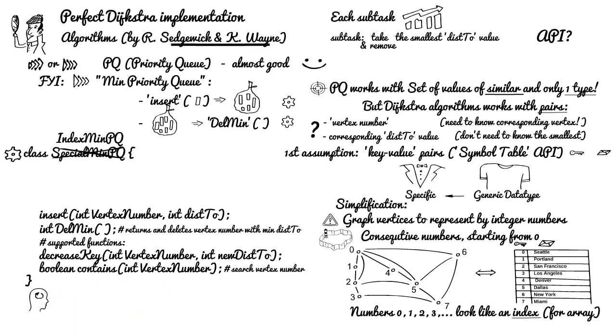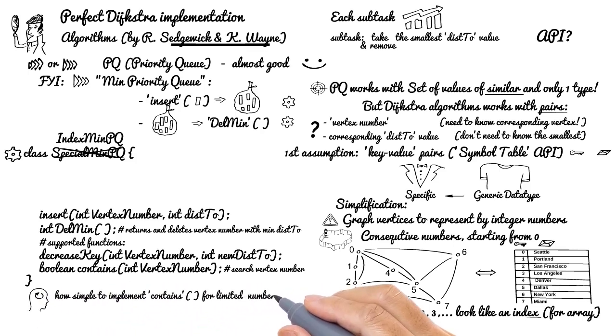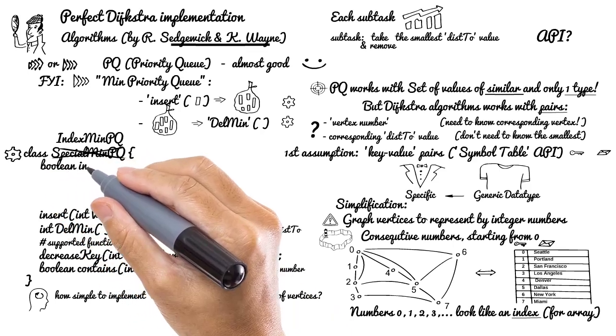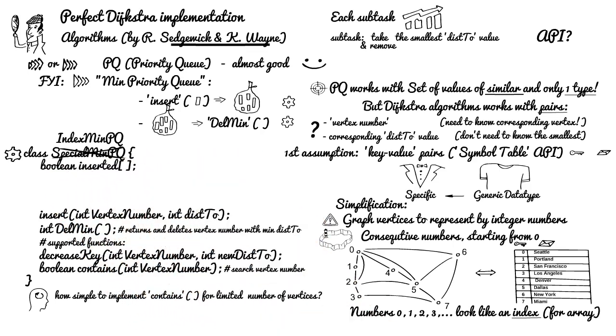But imagine, for example, how simple it is to implement the contains function if you know that you have a limited amount of vertices, n. You can add and maintain an extra array, for example inserted, of size n, initially setting all its values to boolean value false. And when later you insert a vertex to IndexMinPQ, the corresponding array's value is overwritten with boolean value true. And function contains can be as simple as just one step.